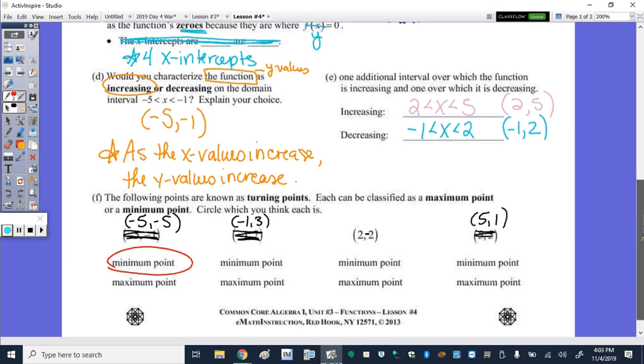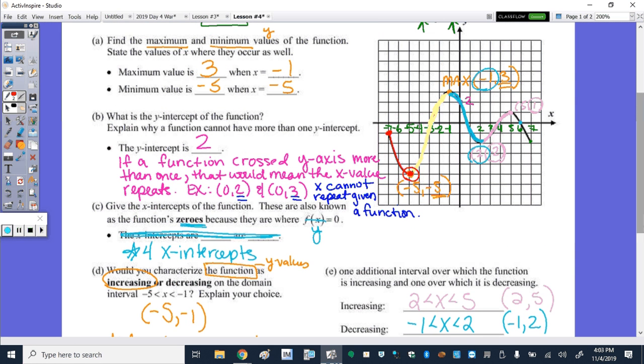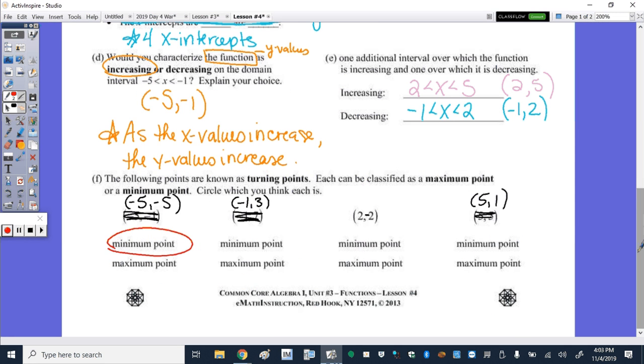Let's go back up to the curve. So we were going down, or decreasing. Now we're increasing to this point right here. That's a high point. And we said earlier that's where our maximum value was. So negative 1, 3 is a max point.